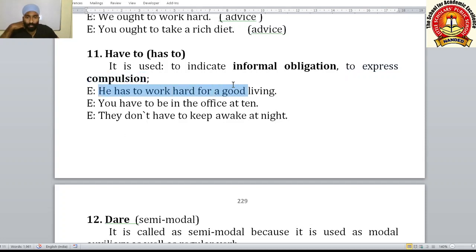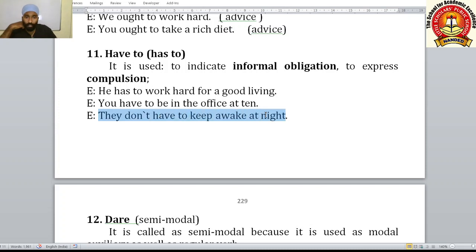Example, he has to work hard for good living. He has to work hard. Here, any rules are not there, any duty is not there, but he has to work hard because he has some burden. Otherwise, he will not live properly. Thereafter, you have to be in the office at 10. Here, a powerful pressure is there on the person to be in the office at 10 o'clock.